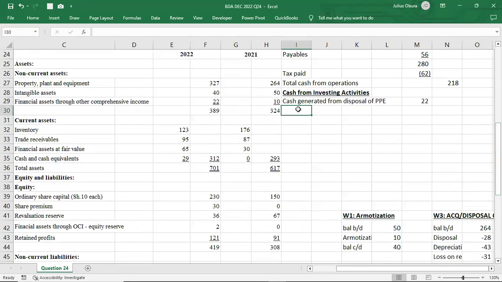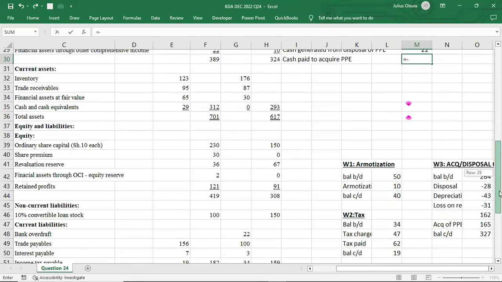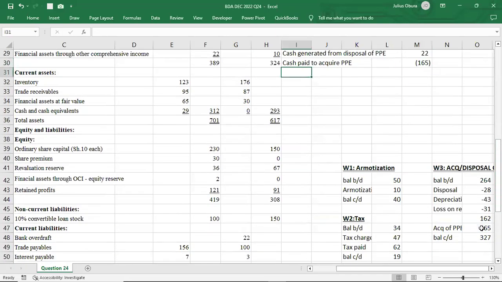This is what we take for cash flow from investing activities. This was now cash paid to acquire PPE, and because it is cash paid to acquire PPE, it's a cash outflow. It's a negative, exactly. It's going to be minus 165. That is because we are now doing workings on acquisition of fixed assets.